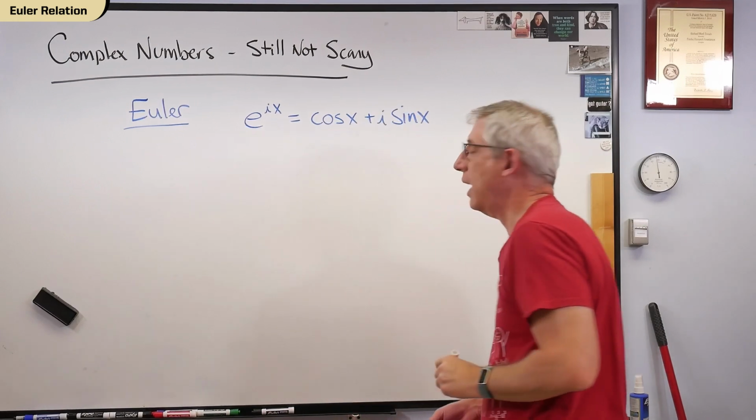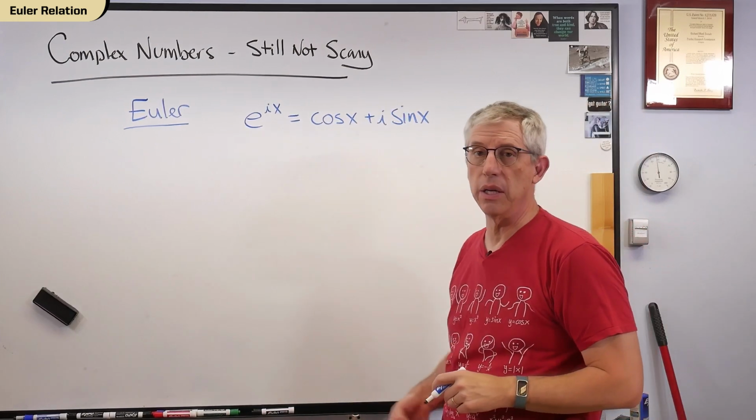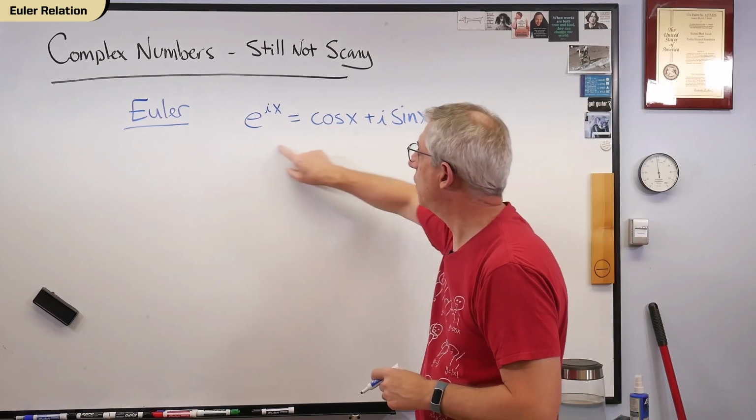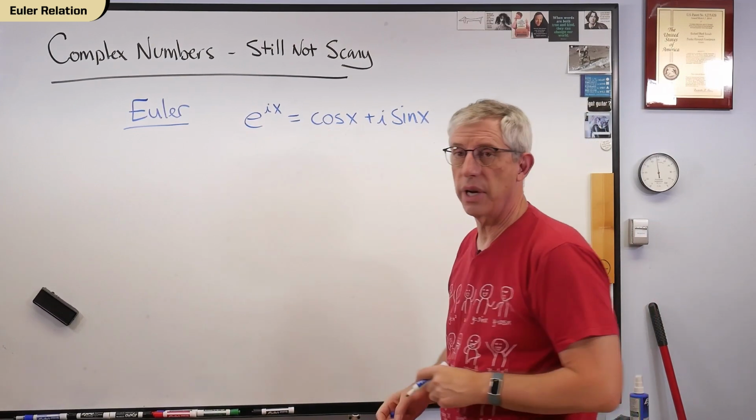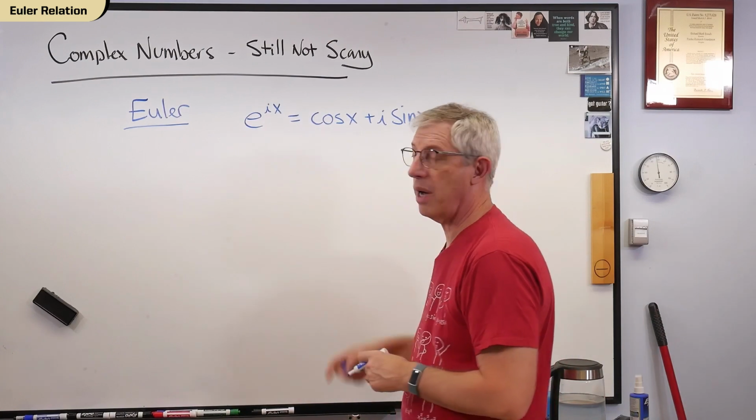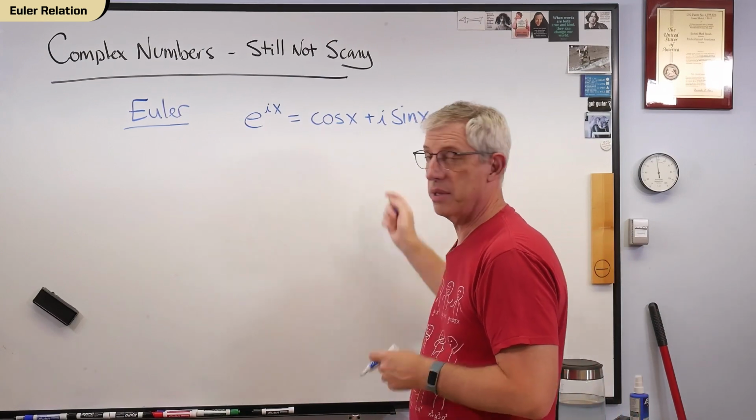So anyway, he discovered this. Where this came from, we're actually going to do later when we get into infinite series. But he took infinite series approximations of cosine and sine and just simply substituted ix into it. And what he got was this.